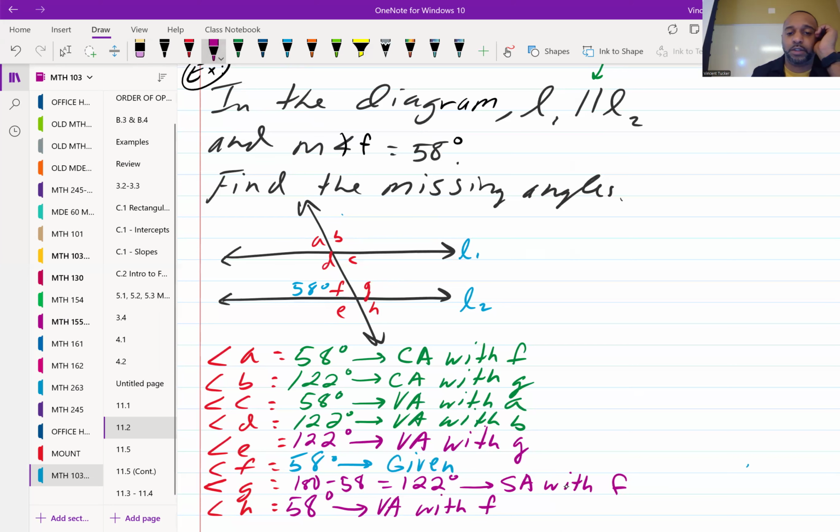And then from there, I just decided to do vertical angles. B and D are vertical, so they're both 122. And then A and C are vertical, so they both are 58. All right, questions on anything? Make sure we're all right.